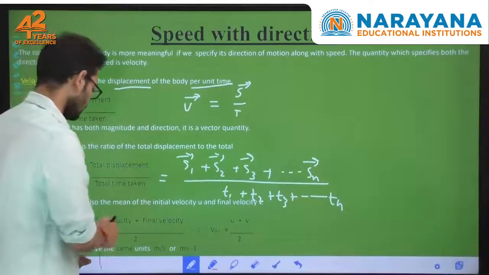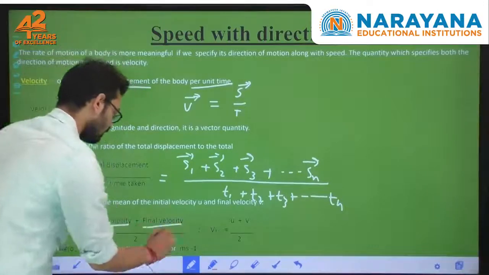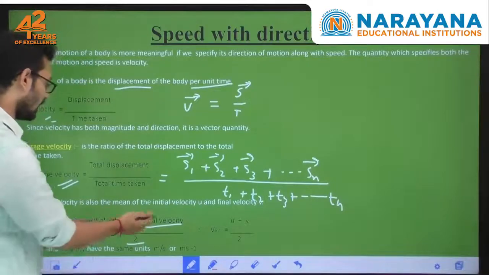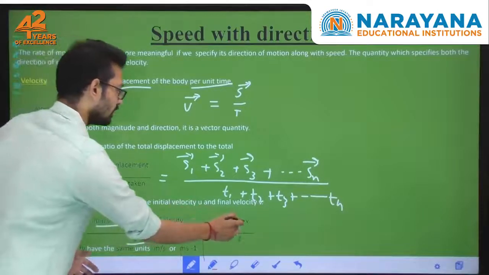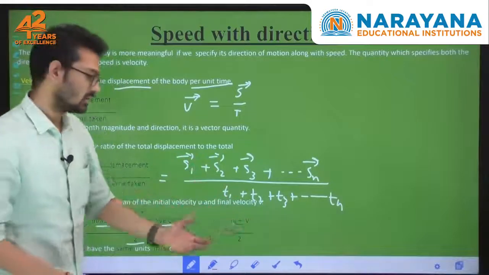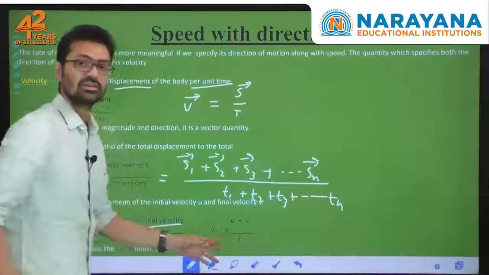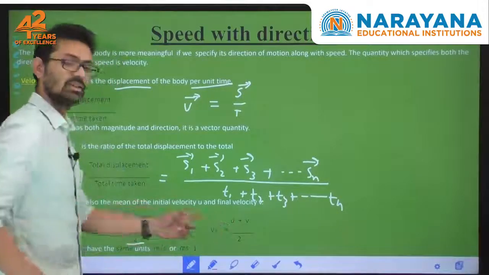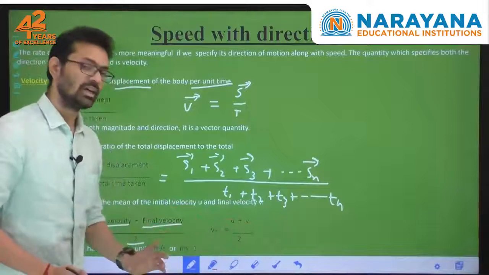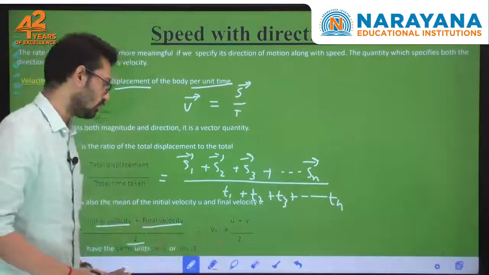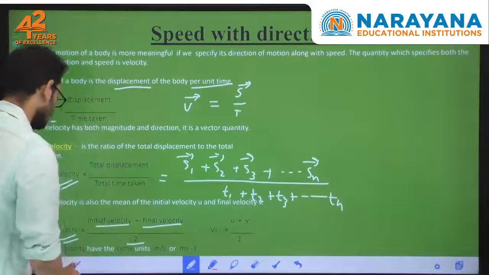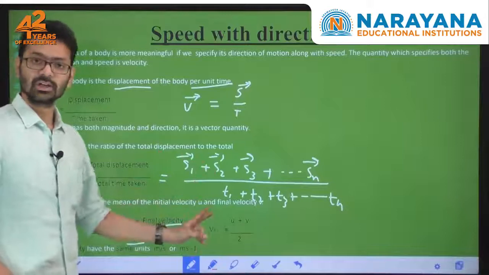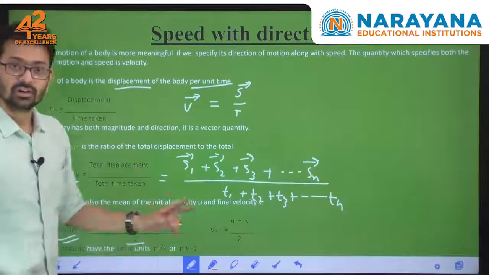So initial velocity plus final velocity by 2 is nothing but you are adding up those two, so u plus v, that means the sum of the two velocities divided by the total number of velocities gives you average velocity. So u plus v, initial velocity plus final velocity, by 2, since there are two velocities, is also going to give you average velocity. There are two formulas for average velocity. One is total displacement by time, another one is total velocities by number of velocities.